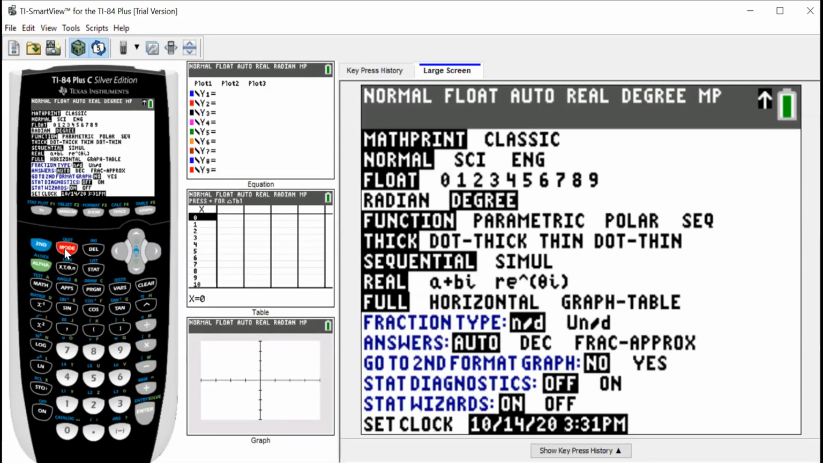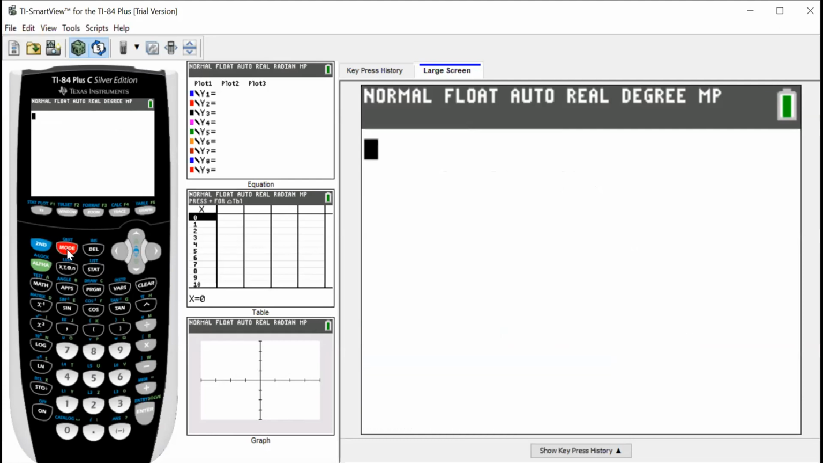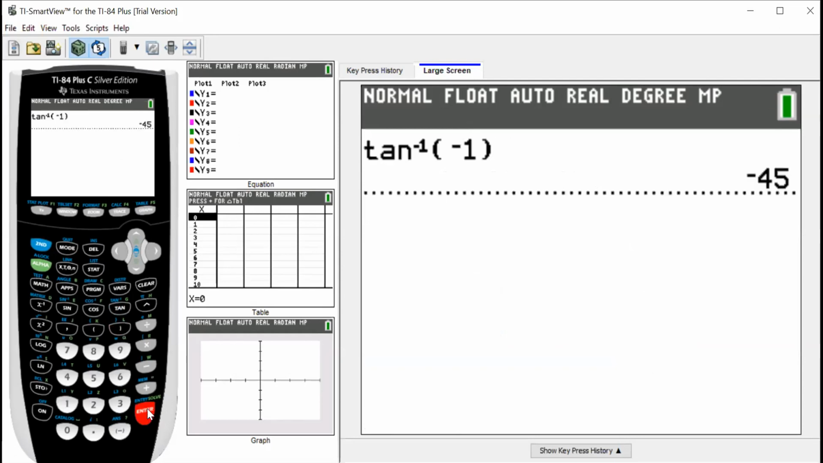Our calculators now will give us answers in degrees instead of radians. As an example, if I do second inverse tan of -1, which is one of the ones we did in the last video, notice it gives me -45 this time rather than the decimal we had before. So that gives us an answer of -45 degrees.